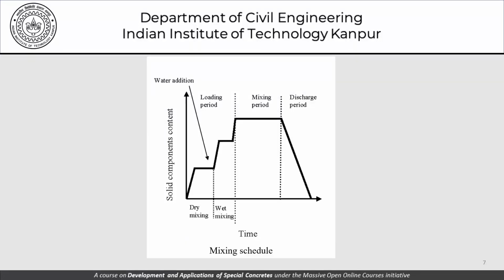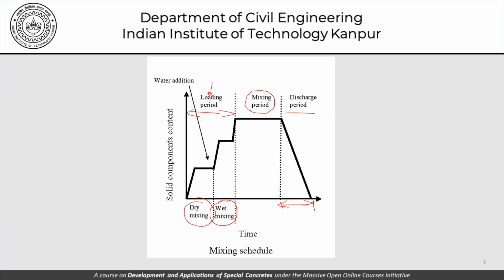This picture shows a rough schematic diagram of the mixing schedule, or the steps in the mixing process. We can see that these are the solid components that are being added gradually. There is a stage of dry mixing of concrete, there is wet mixing of concrete, then we have the mixing period. This period overall is called the loading period. Then the mixing period, and this is the discharge. These lengths are not necessarily to scale, but they are indicative of the different processes involved.